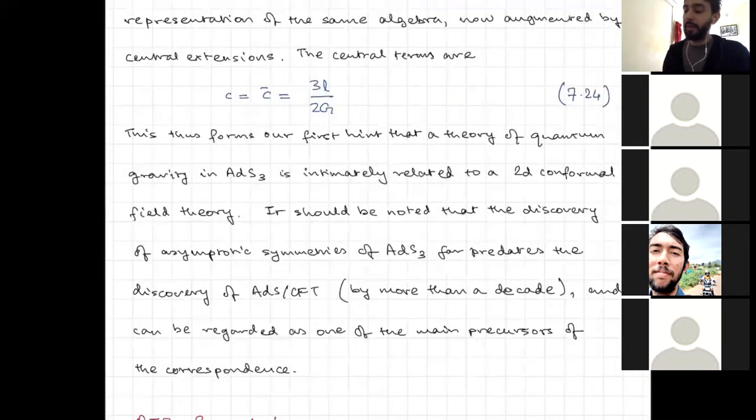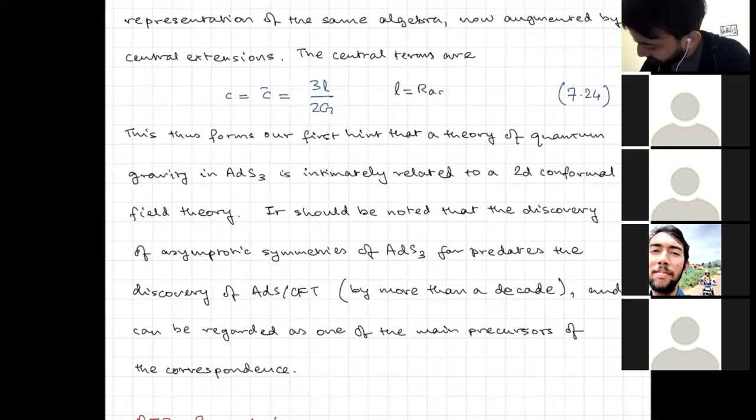This is the famous Brown-Henneaux central term, and what you'll get is c will be equal to c bar, and the factor that you get from here is 3L by 2G. L is the radius of AdS3. So now this forms our first hint that a quantum theory in AdS3 is intimately related to a two-dimensional conformal field theory.